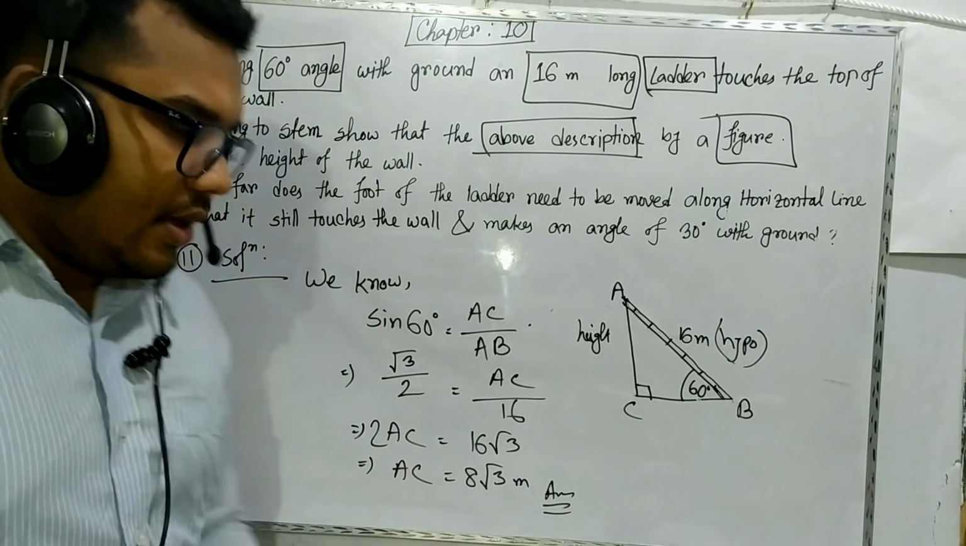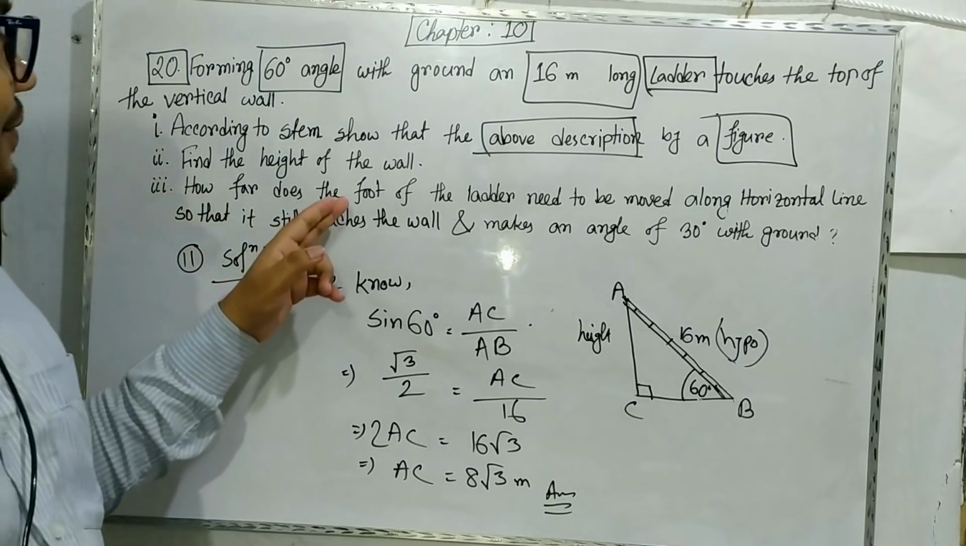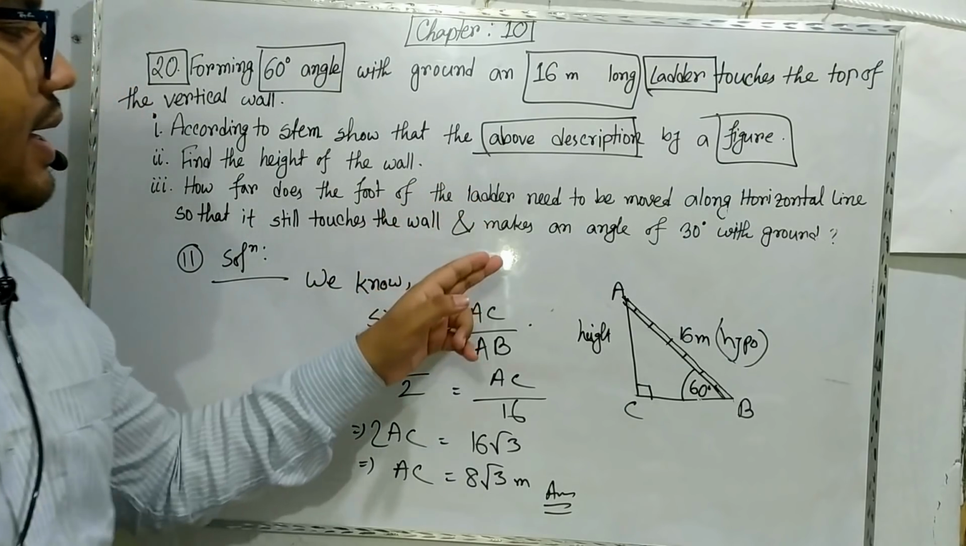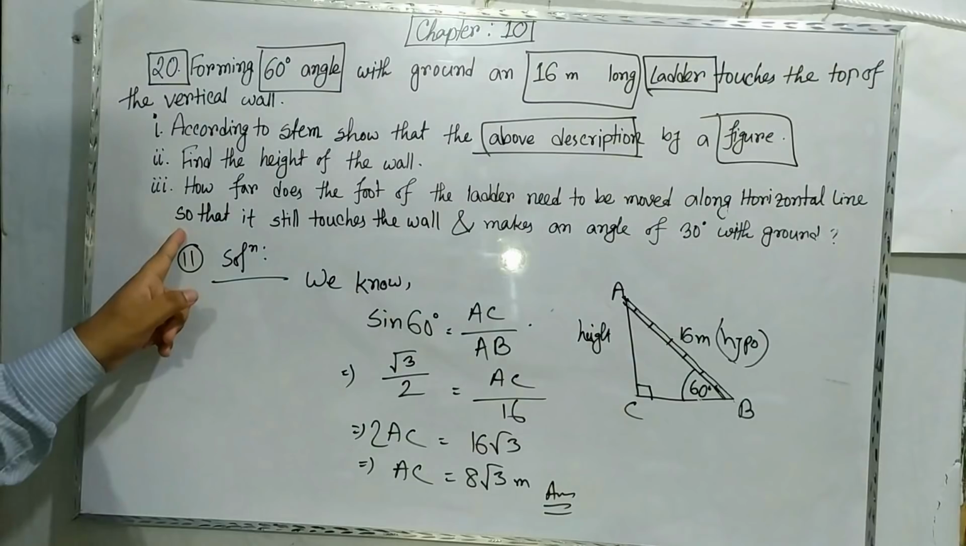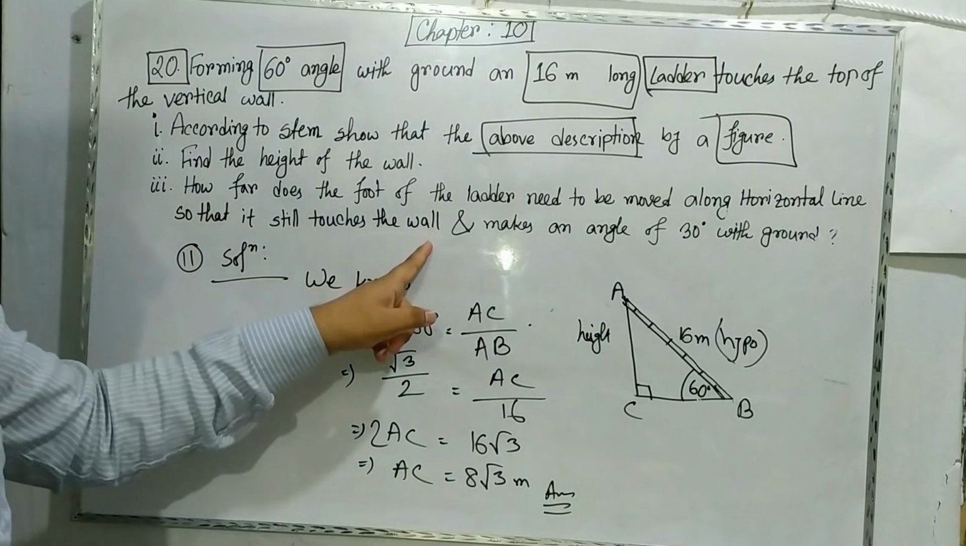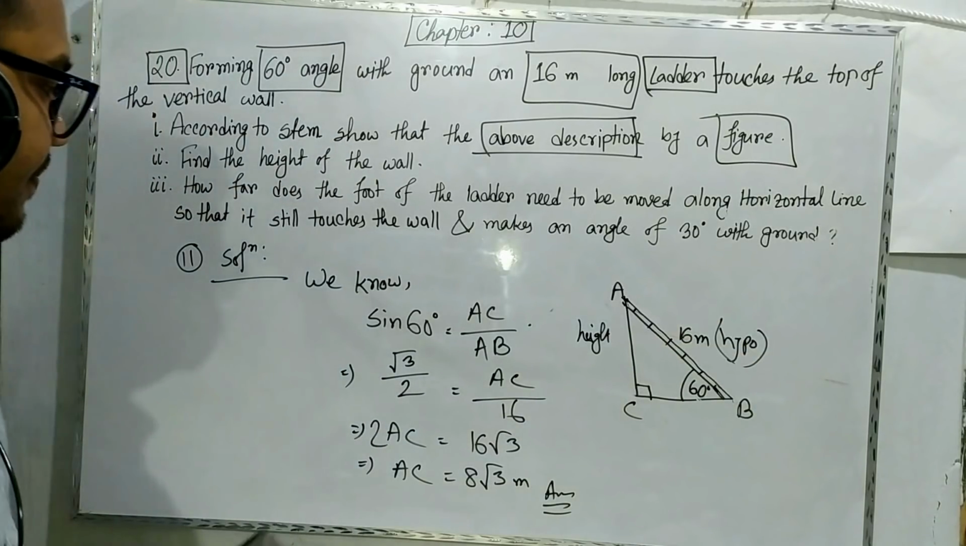Okay, thank you. Now our question number 3 says, how far does the foot of the ladder need to be moved along the horizontal line so that it still touches the wall and makes an angle of 30 degrees with the ground?